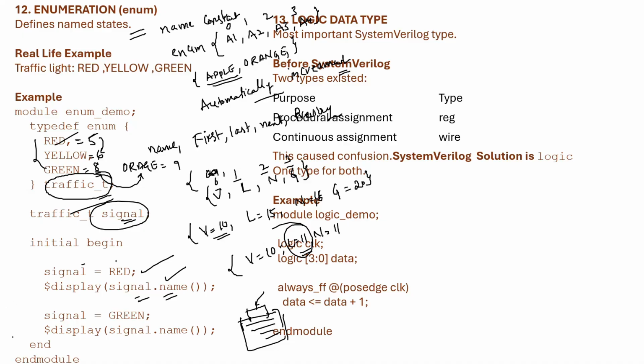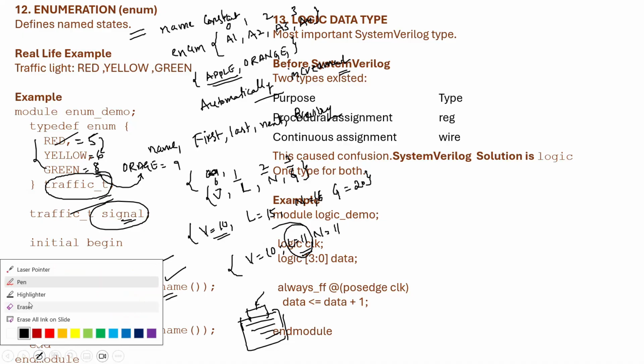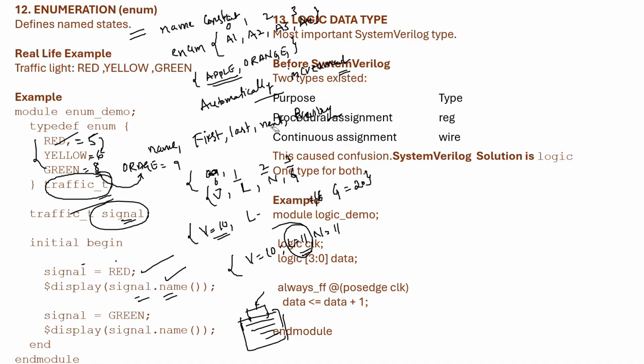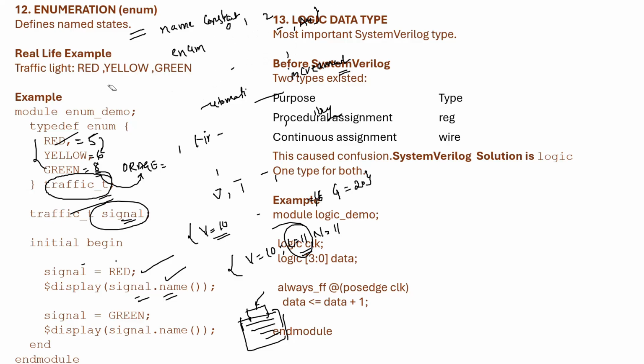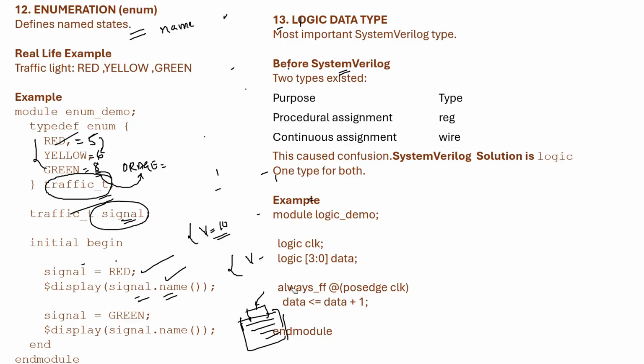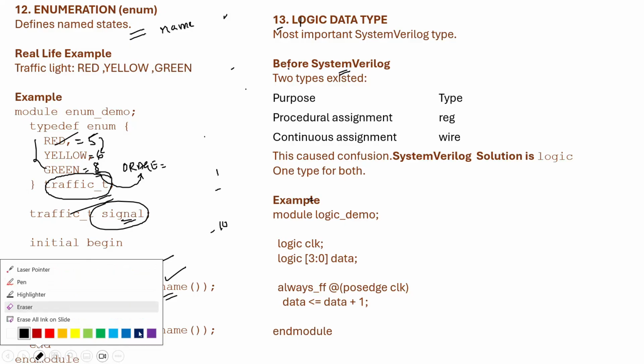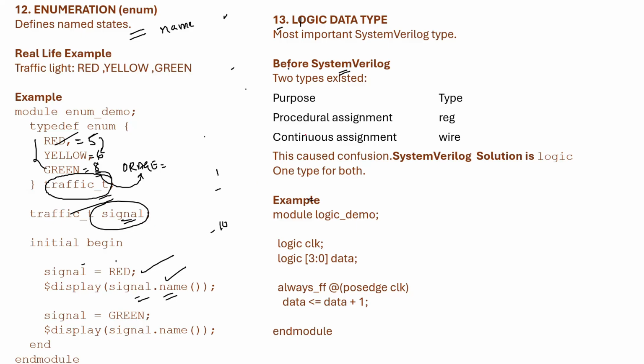Why do we go for the logic data type? What is the reason for the logic data type? Logic is used when procedural assignments and continuous assignments are both needed. If I don't know whether I need a procedural assignment or a continuous assignment, or what type of thing it is taking, then I go with the logic data type.